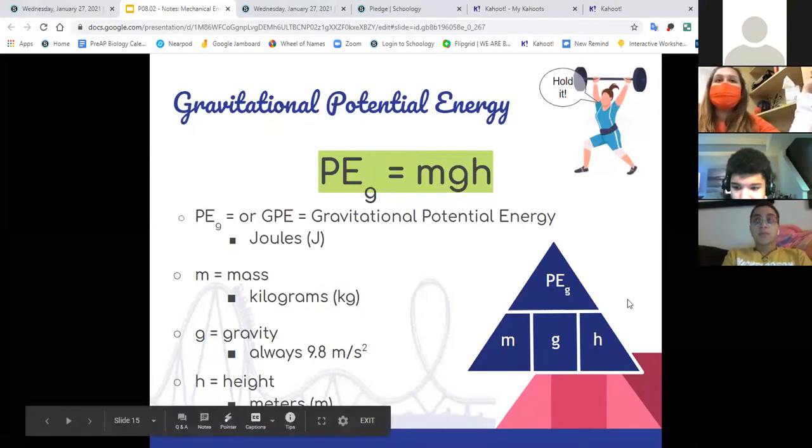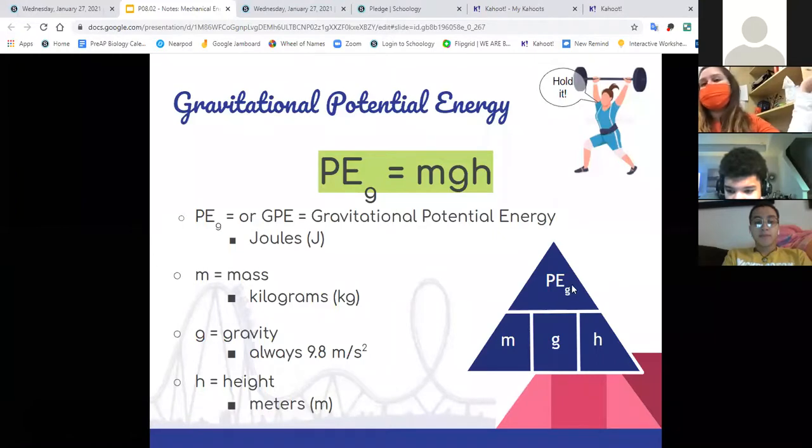Here's another triangle if you like to use it. We're not going to solve for mass, gravity, or height today. We're just going to be solving for gravitational potential energy.